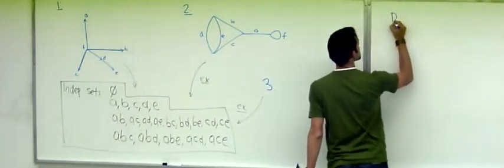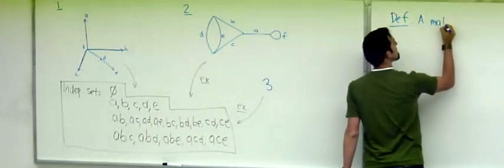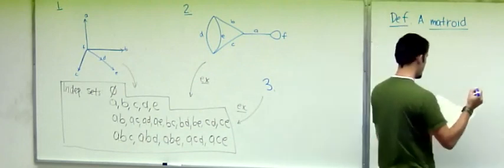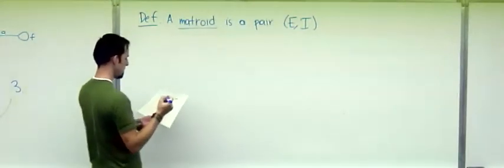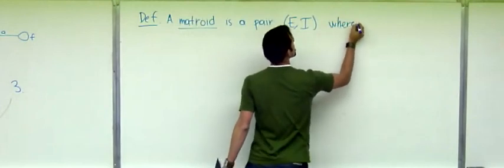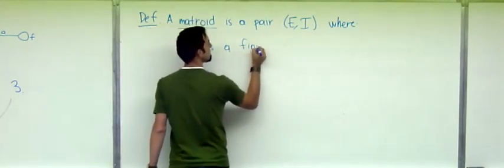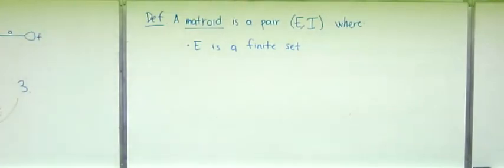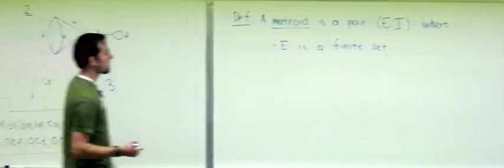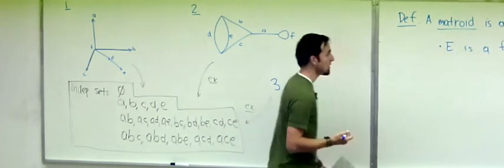So now I can finally tell you what this word matroid means. Definition. A matroid is a pair E, comma, script I, where the first thing, E, is just a finite set. E is a finite set, which in these cases you're going to think that the set is A, B, C, D, E, F. Called the ground set. This is kind of your playground. These are the objects that you are playing with, A, B, C, D, E, and F.